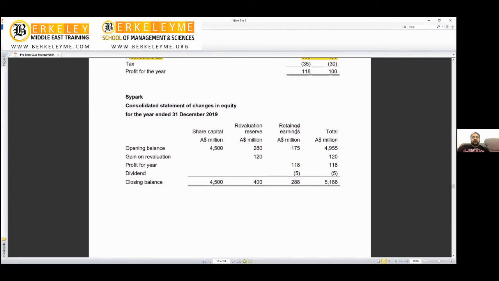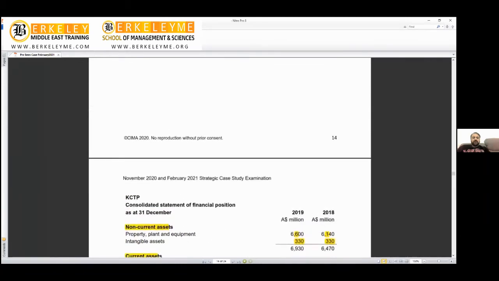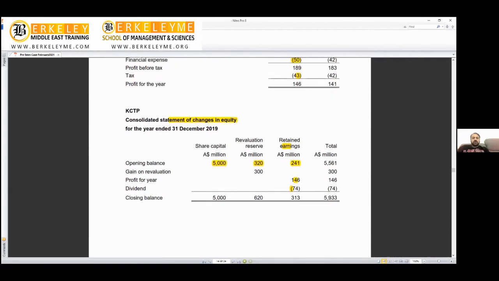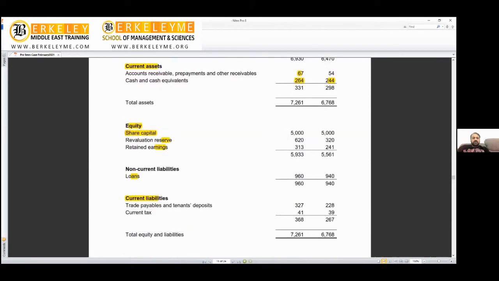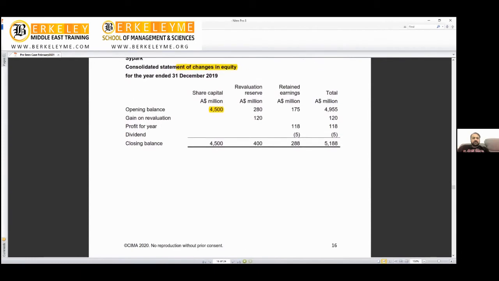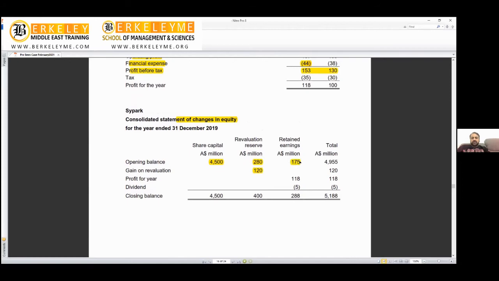They have a consolidated statement of changes in equity, same as this. You can see their initial capital is 450 and your capital was approximately 5,000, right? You are KCTP, as he told you, and this Sky Park is a competitor. So in terms of shareholding, there is a 500 difference. Reserves, as I already told you, are kept for some purposes. And retained earnings is here.